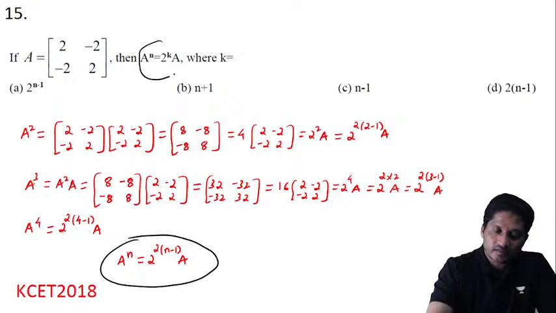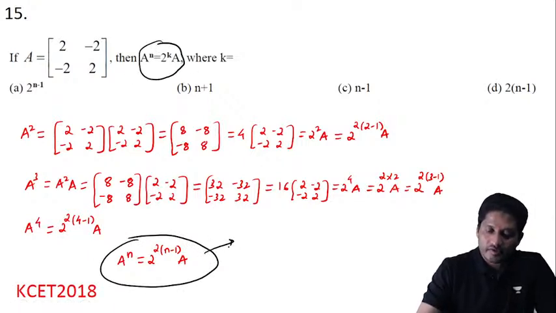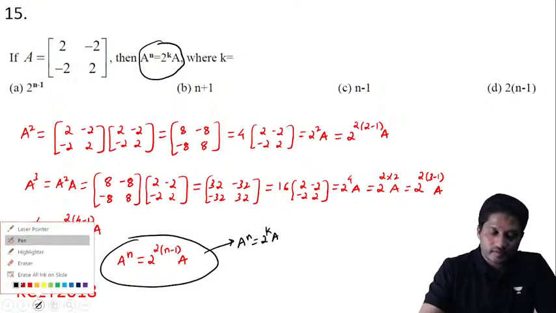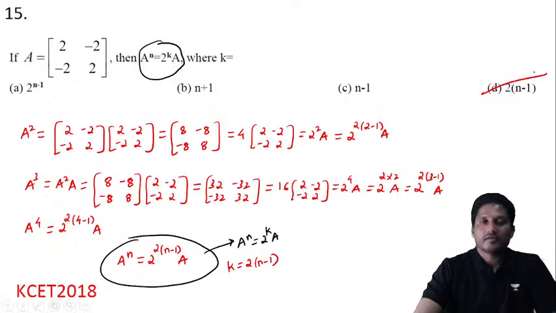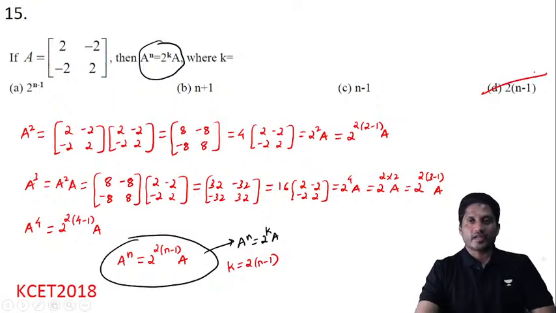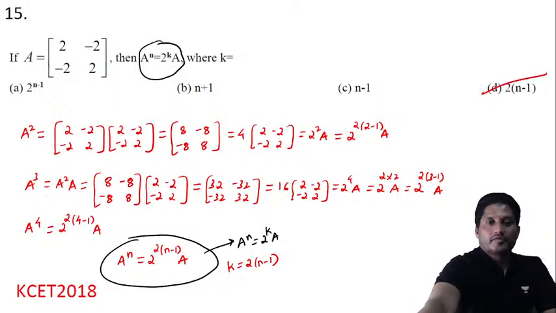Now if I compare this and this, if you compare this as A to the power of n is equal to 2 power k into A, we are supposed to find out the value of k. Value of k will be equal to 2 into n minus 1. That is the last option, right? Good question, 2018 problem. Let's move to the next question.